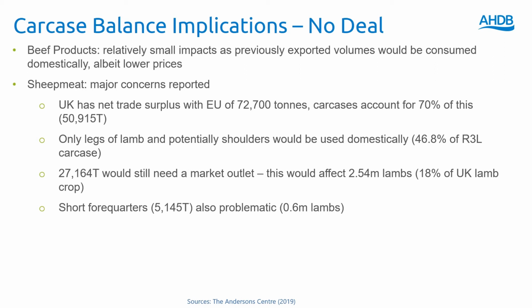So that gives an indication of the amount of exposure that could take place in a no-deal context. And added to that, there are other cuts that are exported into the EU market as well. Short 4 quarters, so just over 5,100 tonnes net trade surplus with the EU there.